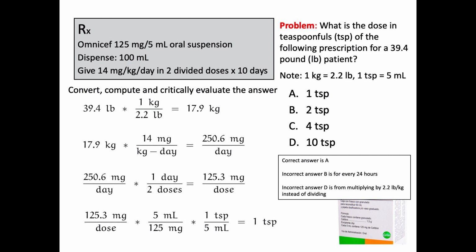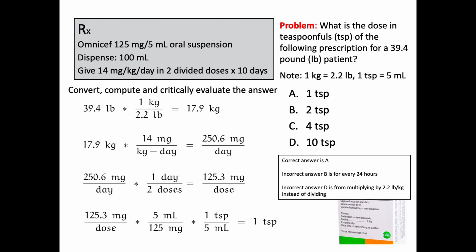So we're going to take the dose of 125.3 milligrams per dose and use the concentration to convert that to a volume. Let's multiply by the concentration expressed as 5 milliliters in the numerator for every 125 milligrams in the denominator. That way the units of milligram cancel, and we are now expressing milliliters per dose.